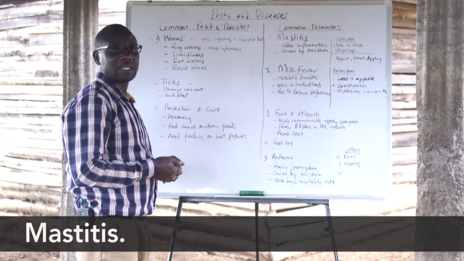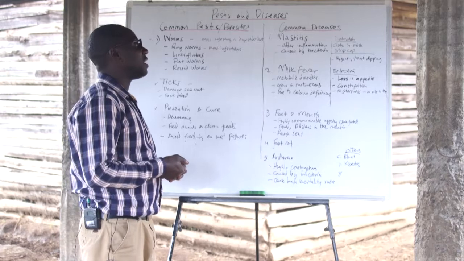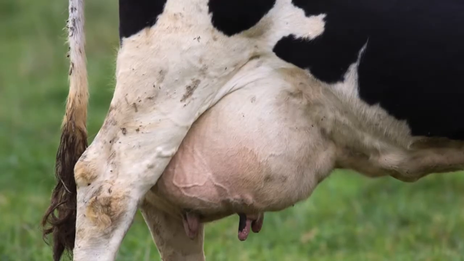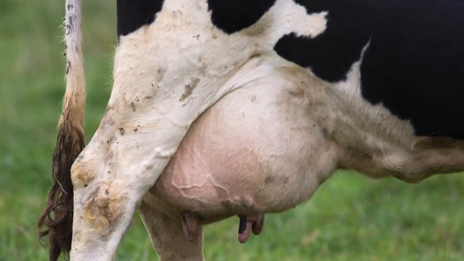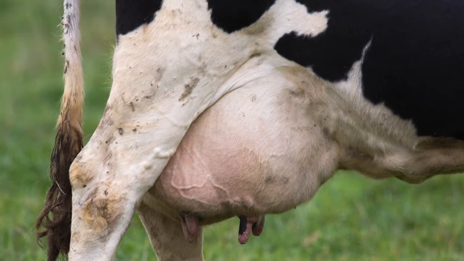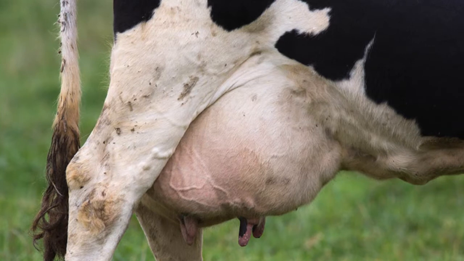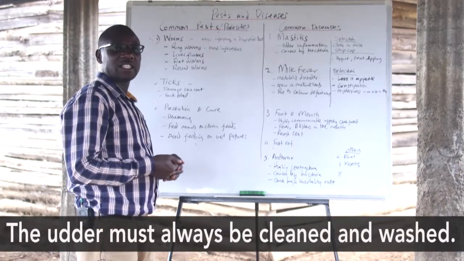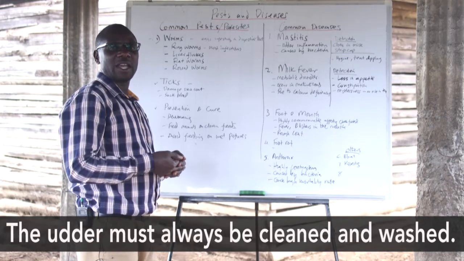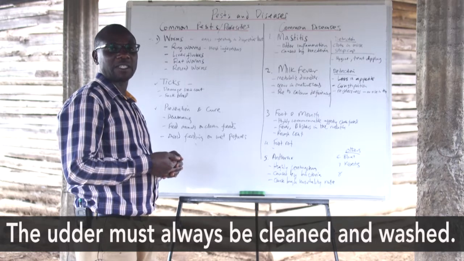Mastitis is a common disease noted with the inflammation of the udder, and it is always caused by bacteria arising because of poor hygiene and poor care given to the udder. Therefore, farmers need to make sure that the udder is always cleaned and washed to make sure that it is free from bacteria.